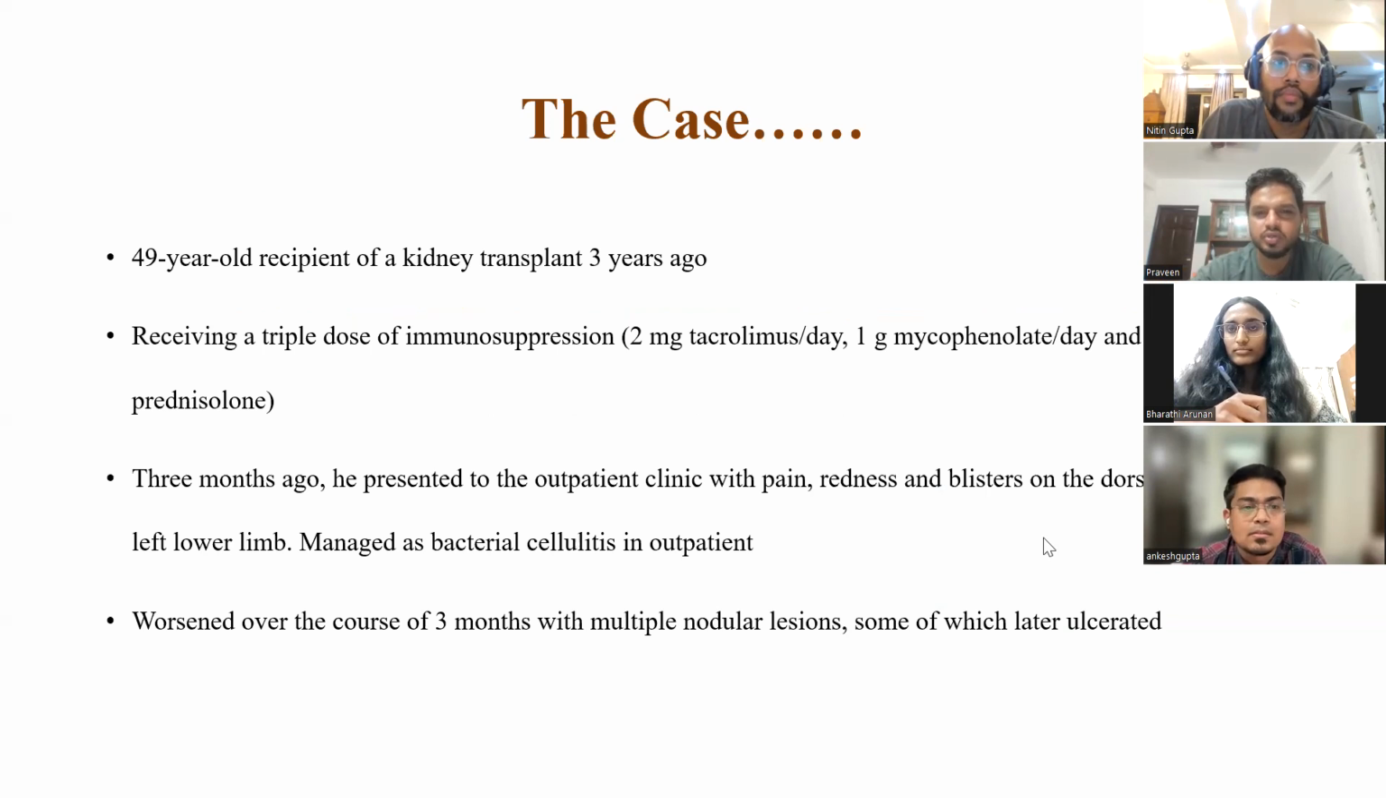Right now, he was on 2 milligrams of tacrolimus per day with 1 gram of MMF and 7.5 mg of prednisolone. 3 months ago, he presented to the nephrology clinic with a history of redness as well as some blisters over the dorsum of the left lower limb, the left leg. Because of the appearance, it was thought that it was probably a bacterial cellulitis, and he was started on antibiotics and managed on an outpatient basis.